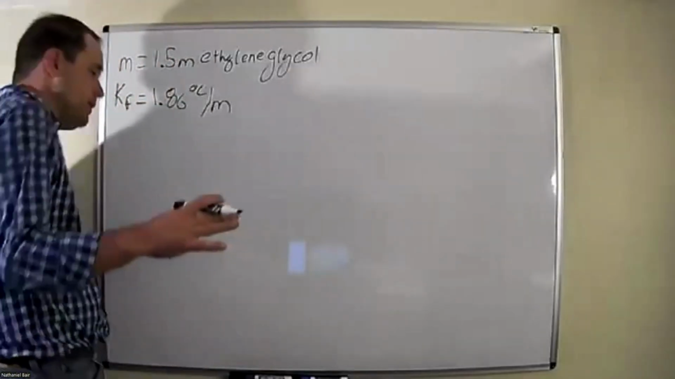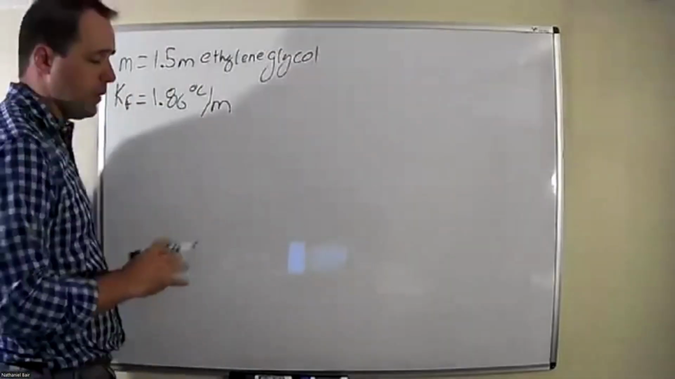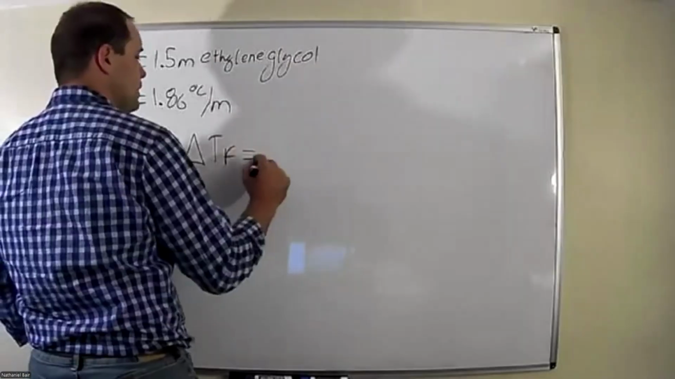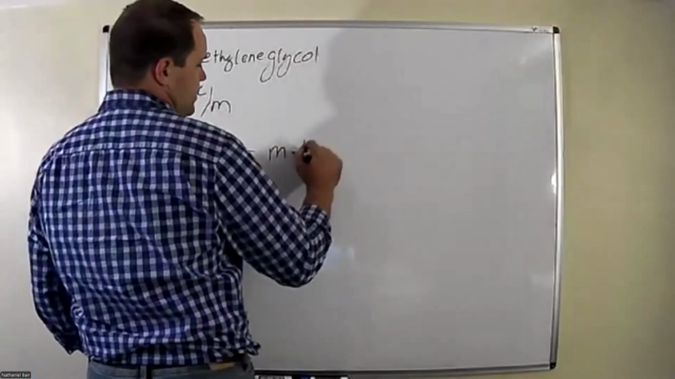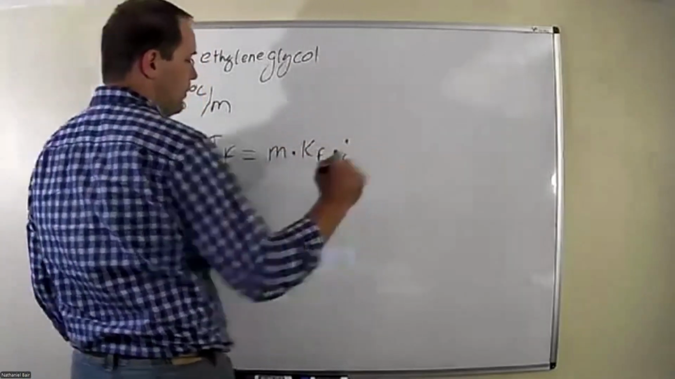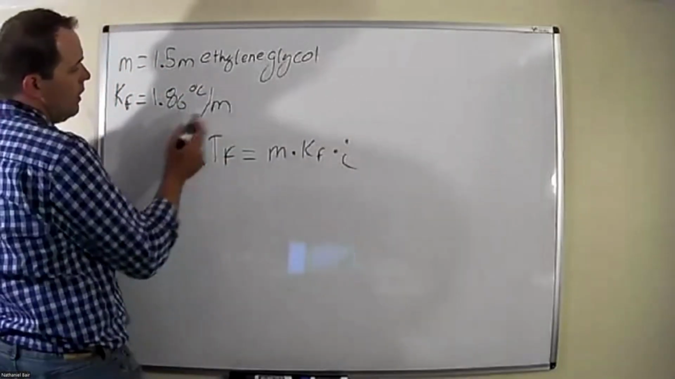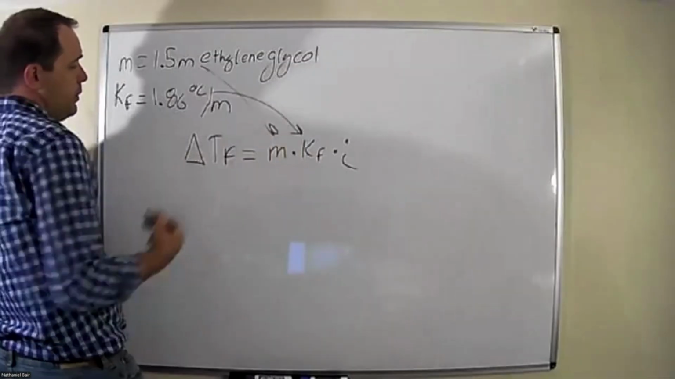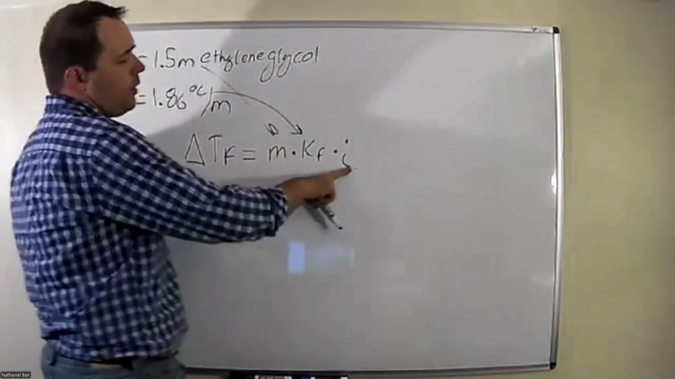All right, first thing I would do is write the formula for freezing point depression. So the formula for freezing point depression is the change in temperature of freezing is equal to the molality times the freezing point depression constant times the Van't Hoff correction factor. This is going to be an easy one. We have the molality. We have the freezing point depression constant. We just need the Van't Hoff correction factor.